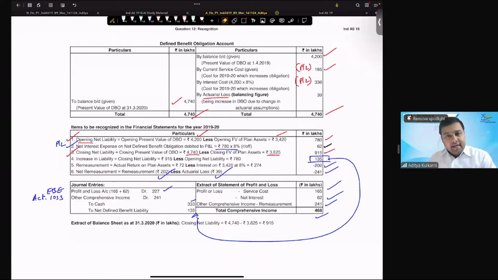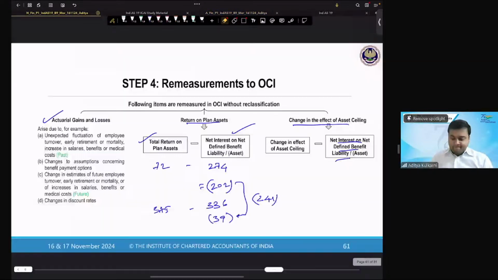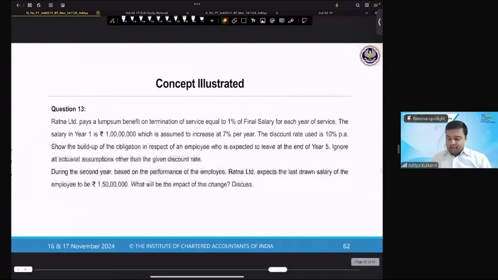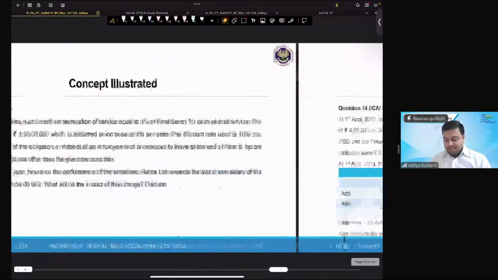You are at liberty to show separate accounts. You can show plan assets separately. You can show defined benefit obligations separately. You can do the working separately. But when you talk about presentation in the financial statements, you have to do a netting off. Always remember that. This will always be netted off. Okay, sir. Fine. So that is done. All right, fine.